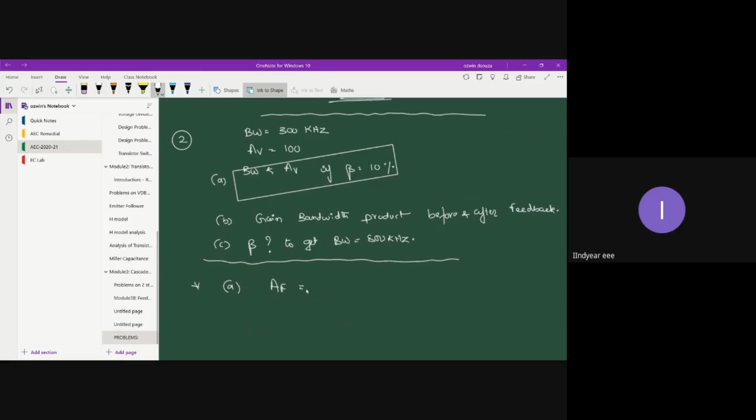So gain with feedback is equal to A divided by 1 plus A beta. What is A? A is 100. So you write 100 divided by 1 plus 100 into beta. Beta is 10%, that is 0.1. So it is 100 divided by basically 11.